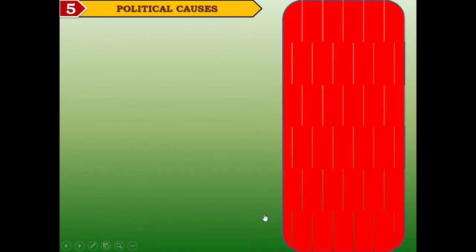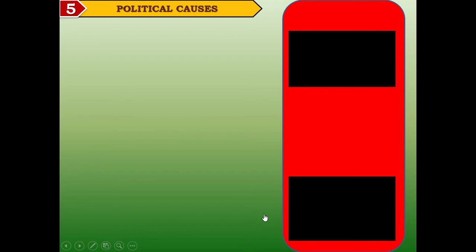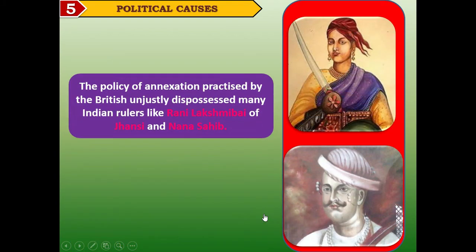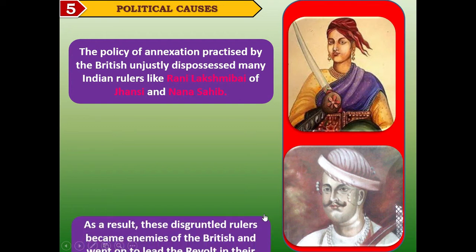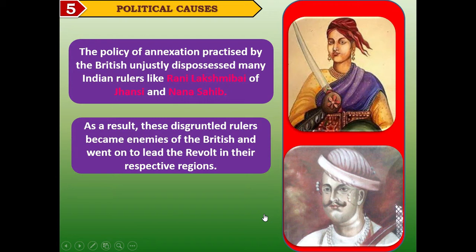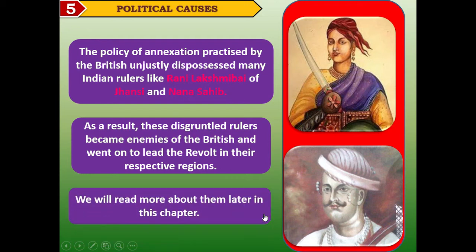Okay. And the fifth one is the political causes. What are the political causes, children? Note that the policy of annexation practiced by the British unjustly dispossessed many Indian rulers like Rani Lakshmi Bai of Jhansi and Nana Sahib. As a result, these disgruntled rulers became enemies of the British and went on to lead the revolt in their respective regions. So we will read more about them later in this chapter, children.